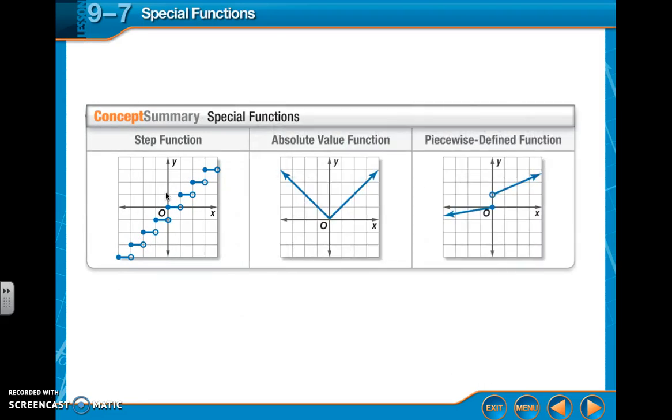Okay, and so these were the 3 functions we covered today: step, absolute value, and piecewise. So if you didn't get a chance to jot pictures of those on your notes, go ahead and do that now. And as long as you have written down notes about those 3 types of functions, then you are all set and done with the video, and I will see you next class.